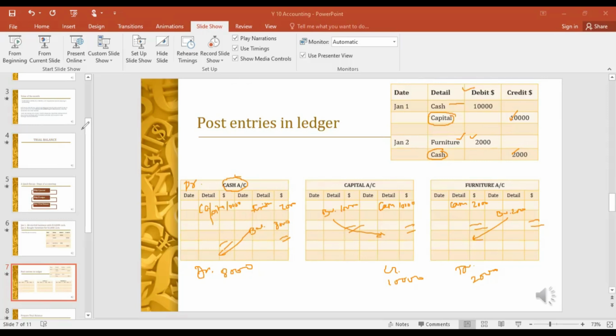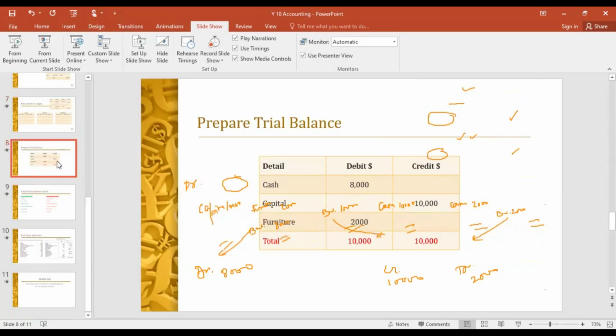I stop my annotation mode and I go to the next slide. Let me clear this window.